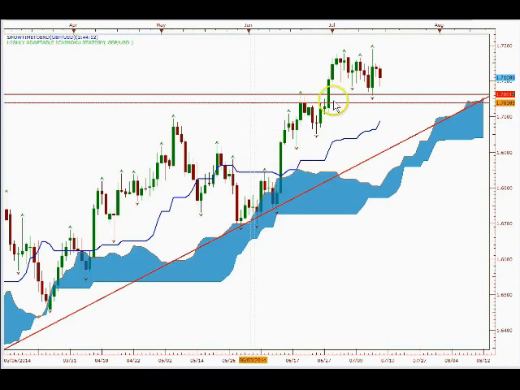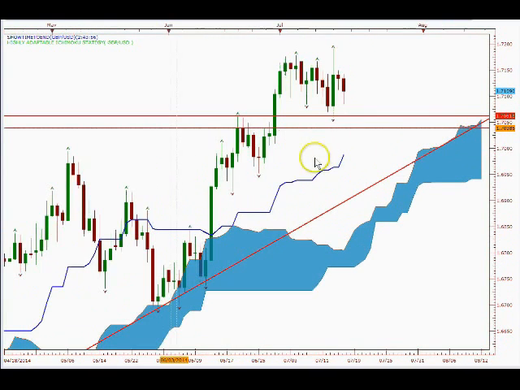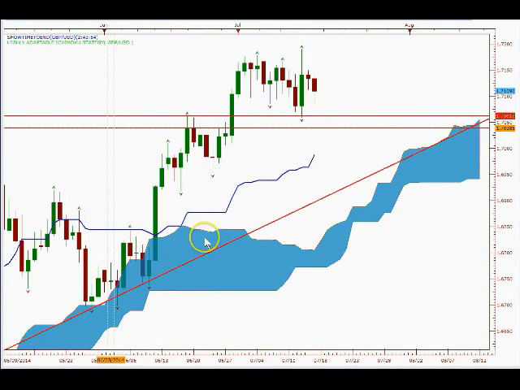But anyway, coming back, when you see the market making lower fractals, so you make a lower fractal and another lower fractal, then you know that you're in a bearish market, or your sentiment is bearish. So the fractals tell you a lot along with the Ichimoku system. Even without the Ichimoku system, the fractals are going to tell you a whole bunch of things.